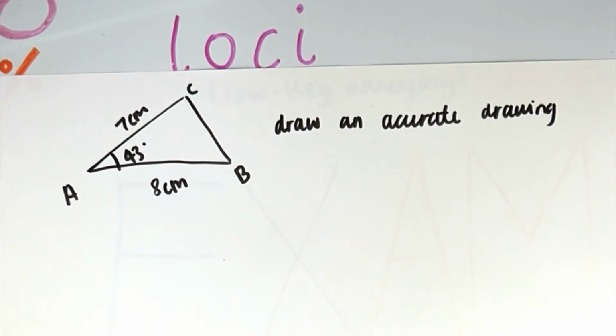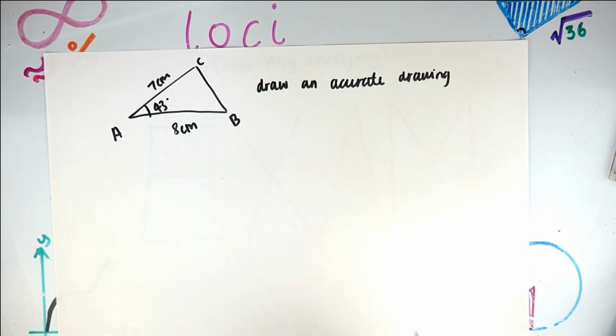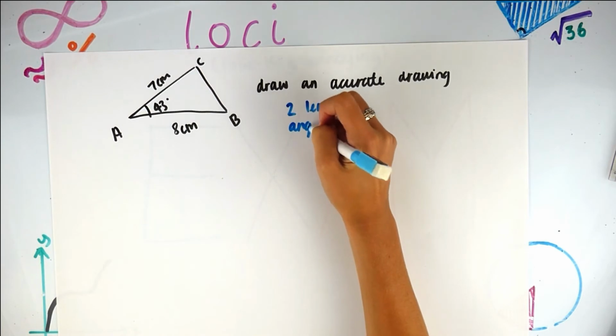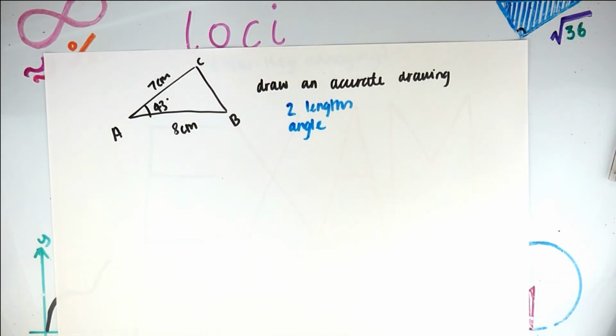Okay, so this is our first exam question, and it's given us a little sketch of a triangle, and it says draw an accurate drawing. So if we look at the information we've been given, we've got 2 lengths, 7 centimetres, 8 centimetres, and an angle. So this is the one where we're going to use a protractor. So firstly, we're going to draw the line AB and make sure that that is 8 centimetres.